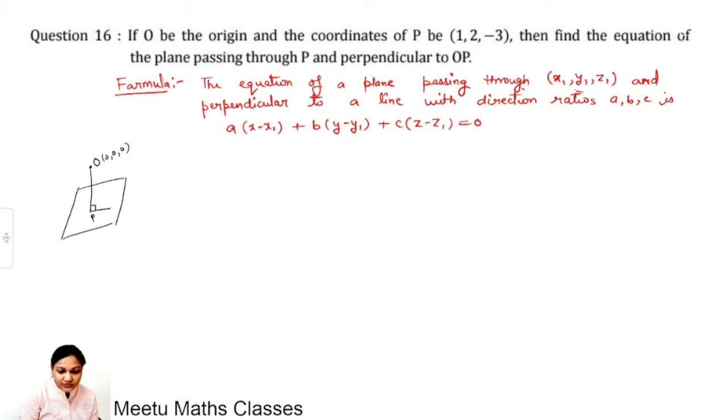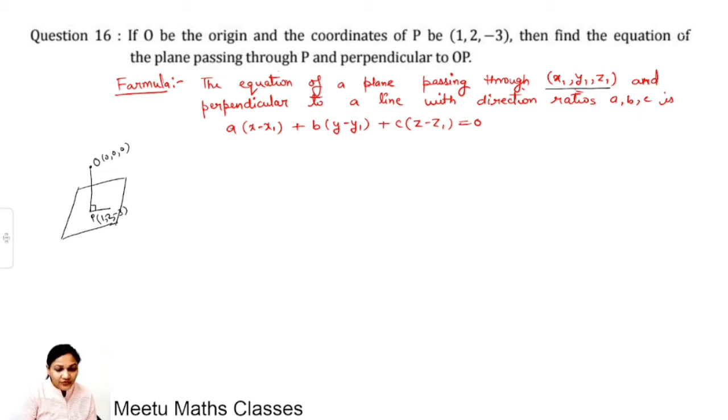And this is your point P, that is 1, 2 and minus 3. So there is a formula to find the equation of a plane passing through x1, y1, z1. You are given a point through which the plane is passing, and it is perpendicular to a line with direction ratios a, b, c. So you need the direction ratios of the line perpendicular to this plane.